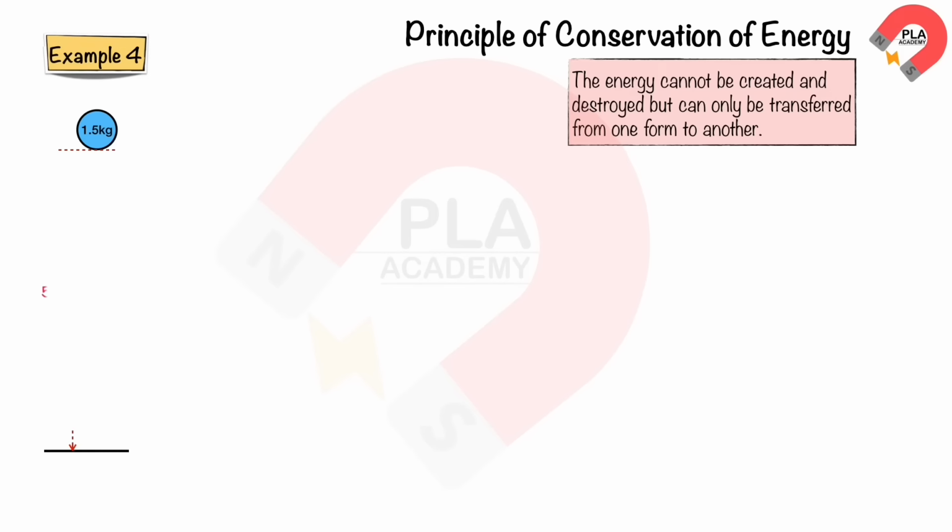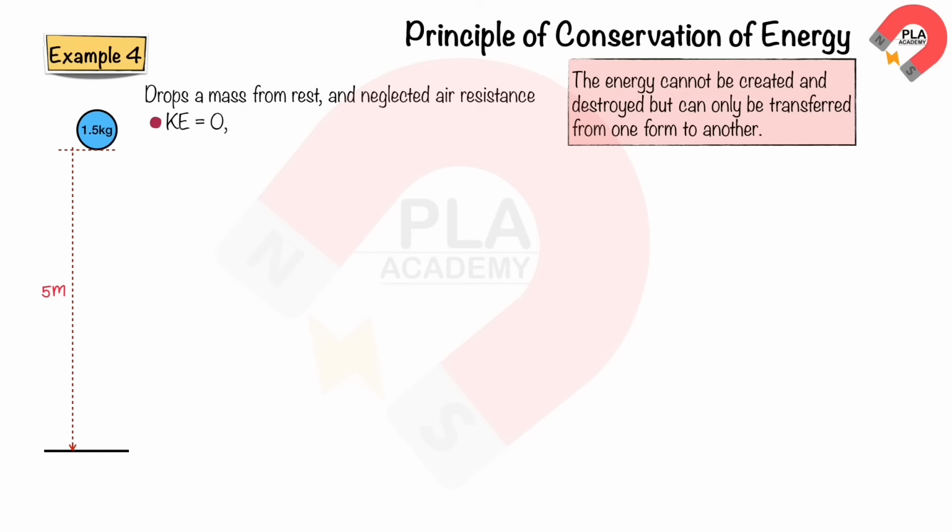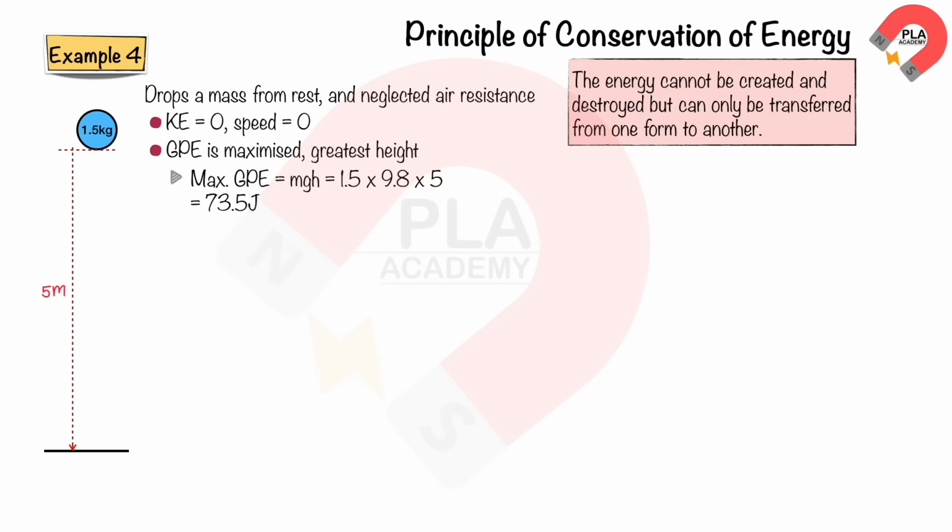For example, let's consider a mass of 1.5 kilograms that is dropped from rest to the ground from a height of 5 meters, neglecting air resistance. At the initial position, the mass has zero kinetic energy due to its zero speed, while gravitational potential energy is maximized at the greatest height. The maximum gravitational potential energy is mgh equals 1.5 times 9.8 times 5, which is equal to 73.5 joules.